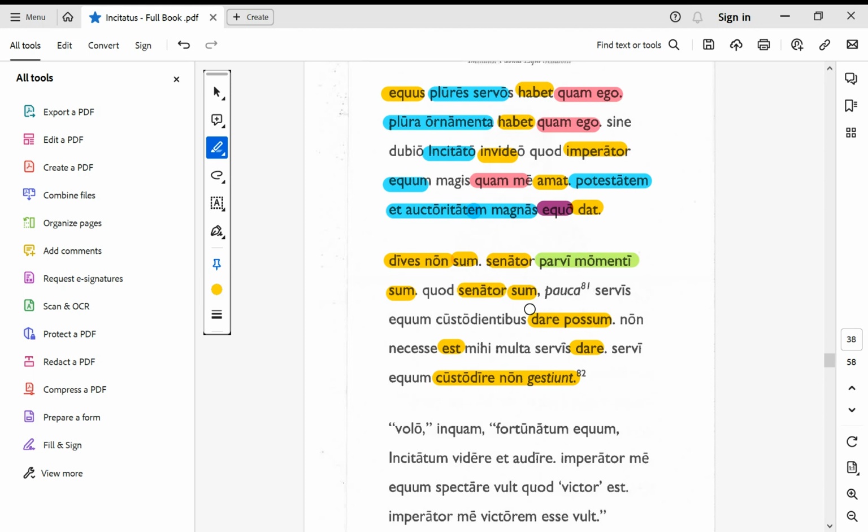We have possum dare. Possum, if hopefully you remember, this comes from the word potest or posse, which means to be able. The ending is just the word sum, which means I am. Possum means I am able. I am able to give. Pauca, defined at the bottom here. I am able to give a little. That ends with an A. That is neuter, plural, accusative ending.